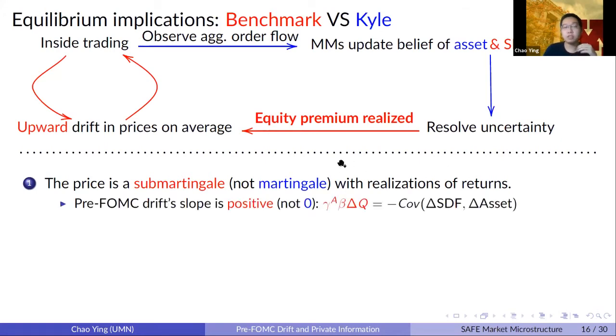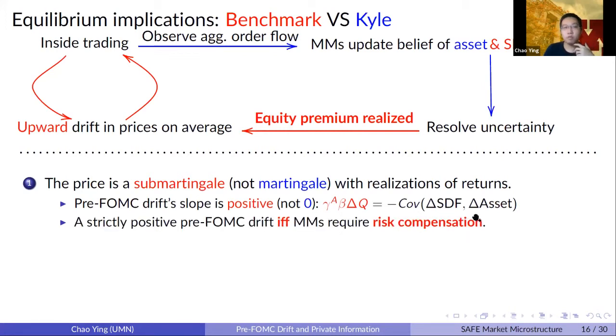I find that the slope of the pre-announcement drift is positive, which is determined by the negative covariance of the SDF and the asset value. Therefore, there is a strictly positive pre-announcement drift if and only if the market makers require risk compensation.